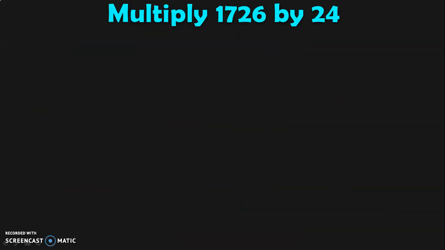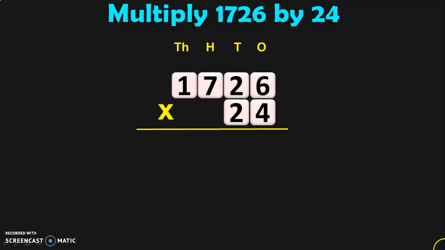First sum that we are going to do is multiply 1726 by 24. So we have a 4-digit number which is going to be multiplied by a 2-digit number. So first write down the numbers one below the other. Always write the place values so that you can write down the 2-digit number at its appropriate place of ones and tens place. The next step is to begin the multiplication from the ones place.